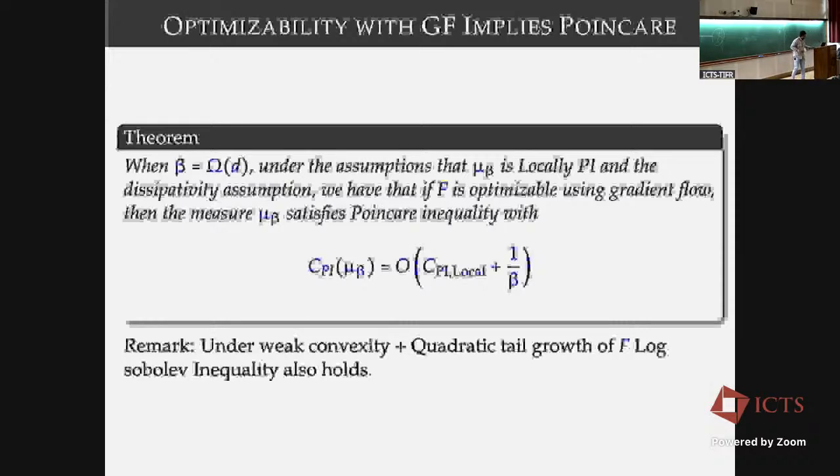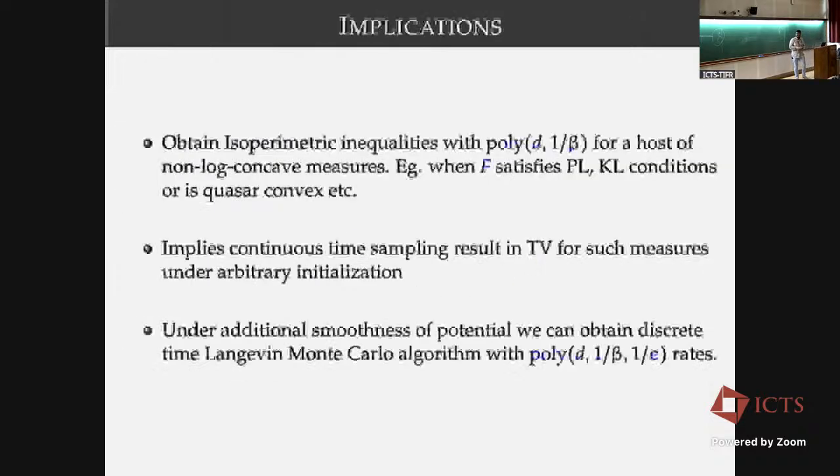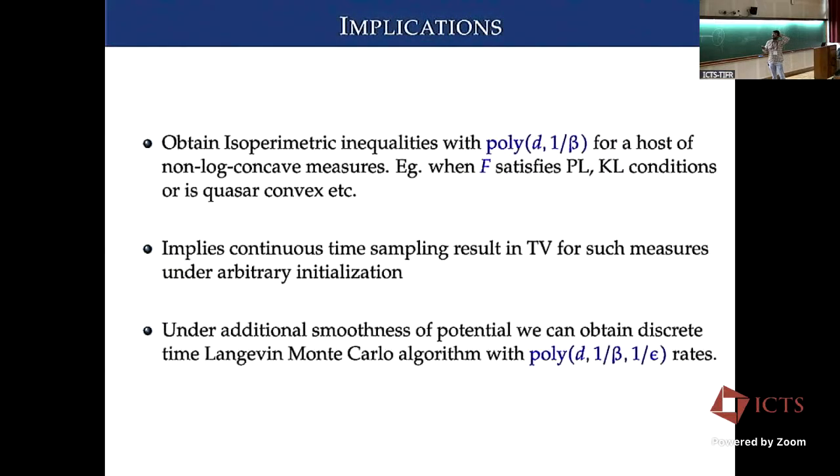All right. So before I go into a very rough proof sketch, let's look at the implication of what this means. First, it says that you can obtain poly(d, 1/beta) type results for non-log-concave measures. Specifically, you can get isoperimetric inequalities that are poly in d and 1/beta for f's that satisfy the PL condition and KL condition and so on, or for quasi-convex f's and so on.